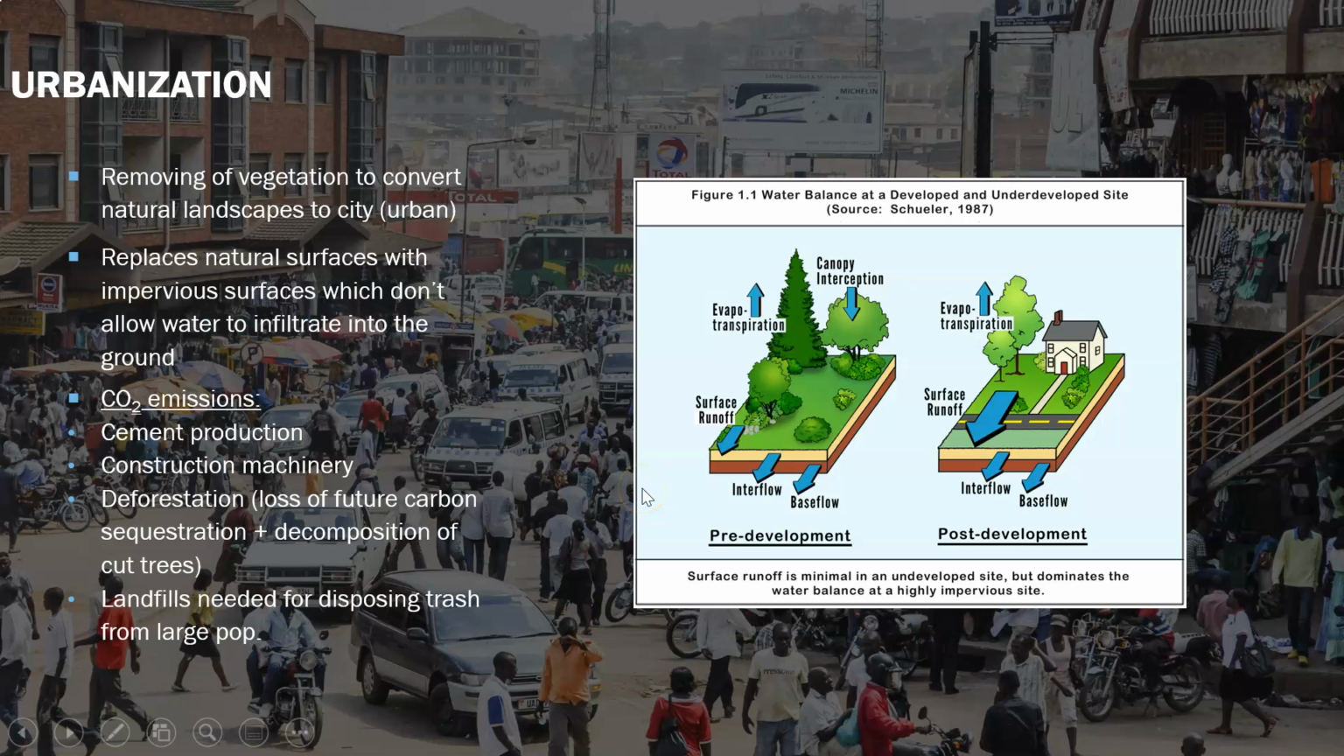With urbanization, we also see an increase in CO2 emissions, and this comes from producing cement, from all the construction machinery going on in urban areas, from the deforestation, which is the loss of future carbon sequestration from cutting down the trees, and the decomposition of those cut trees, which are made of carbon, returns that carbon back into the atmosphere. Additionally, with a large population, you need a lot of landfills to dispose of all the trash that the large population creates, and this leads to greater CO2 emissions.